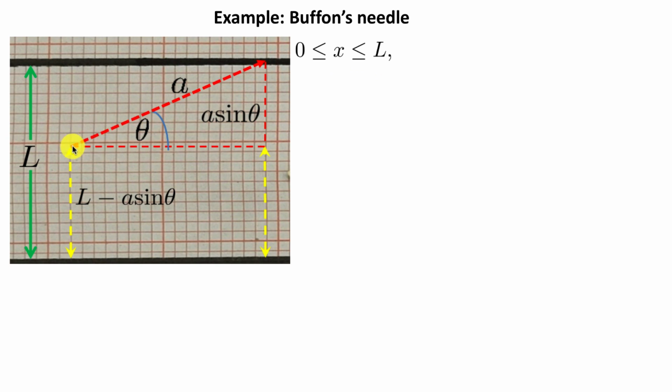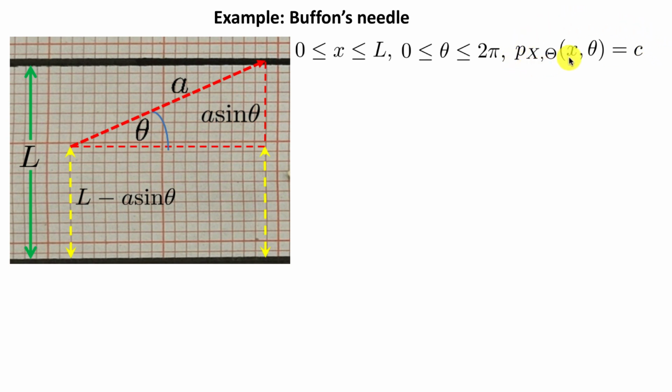Again, I remind you that x is the distance from this tip of the needle to the line below, with this tip being anywhere between 0 and L with equal probability, and with equal probability for any value of theta that lies between 0 and 2 pi. We will call that probability density of it landing between x and x plus dx, and between theta and theta plus d theta, c.